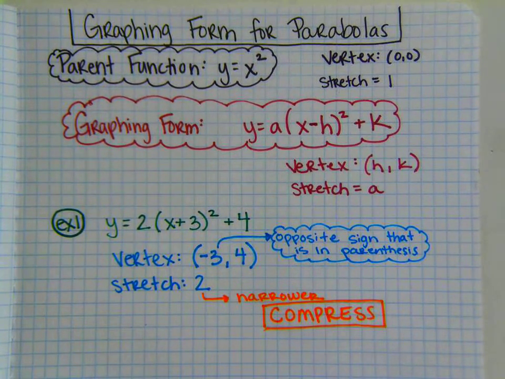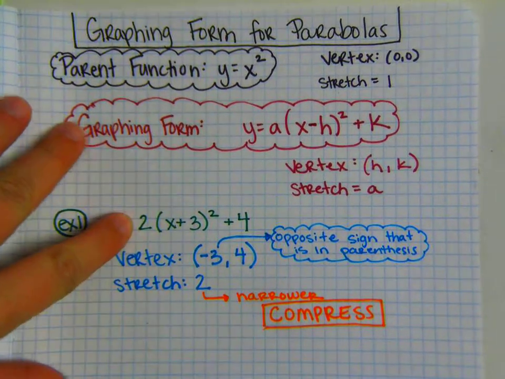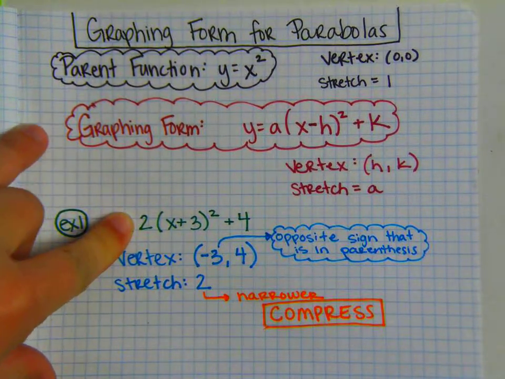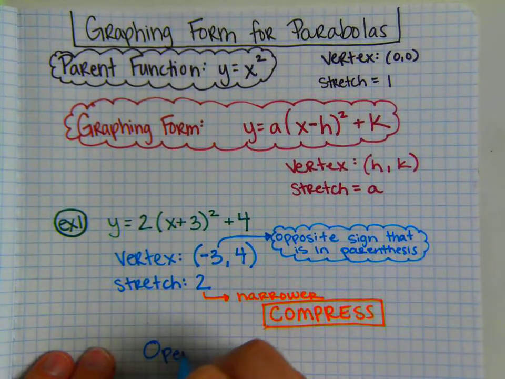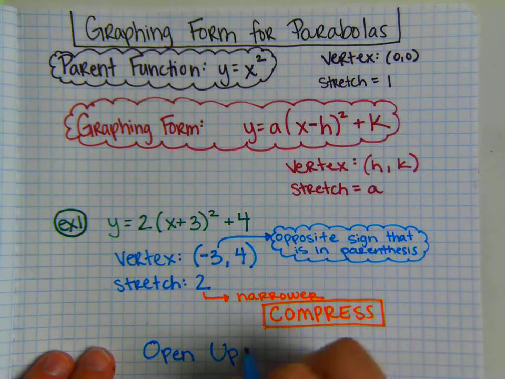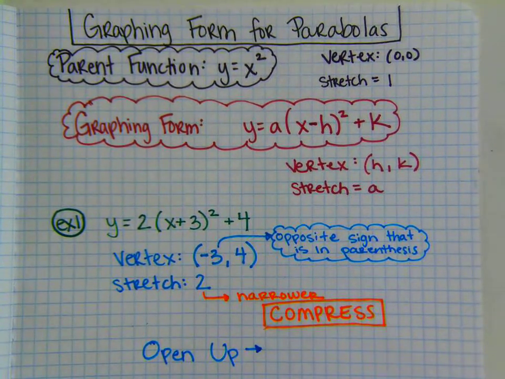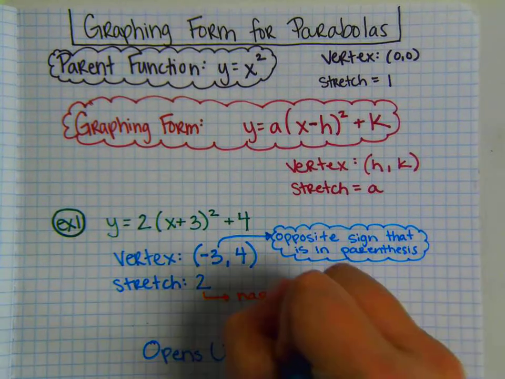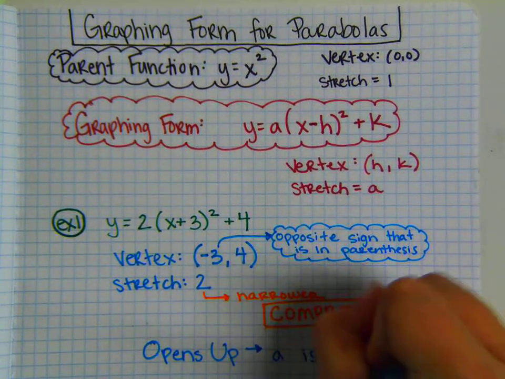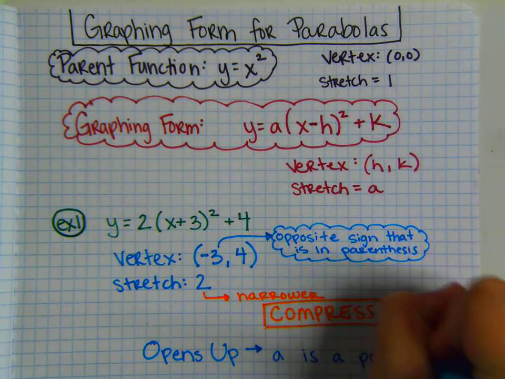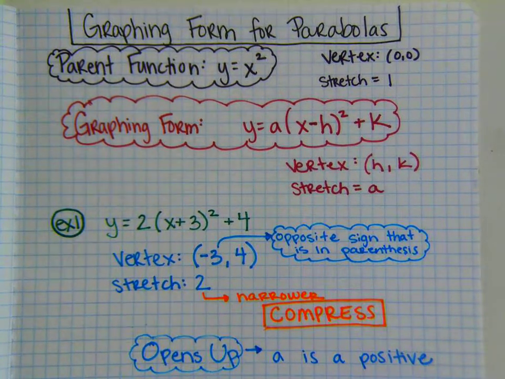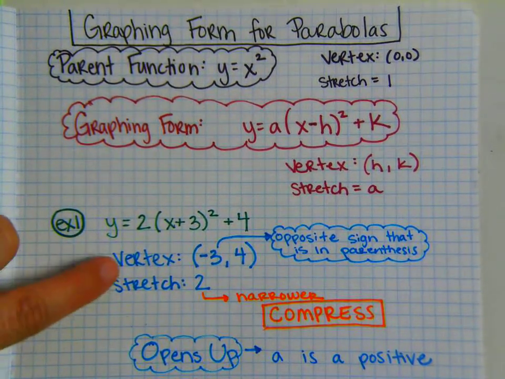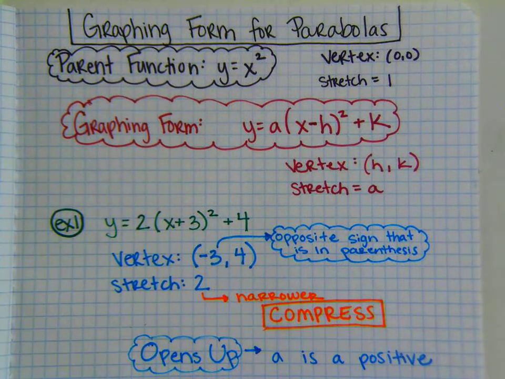And then the last thing I want you to identify is if it's going to open up or open down. And that goes again based off the A. Is this A a negative or a positive? Since this one's a positive, it's going to open up. And let's just write down why it opens up. It opens up because the A is a positive. Okay? So those are the things that I want you to be writing down. I want you to write down the vertex, the stretch, and if it opens up or down for this next example.